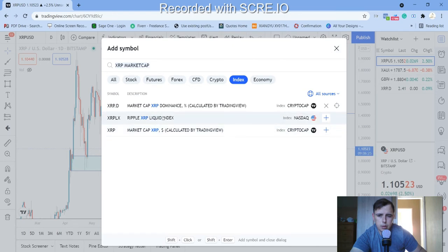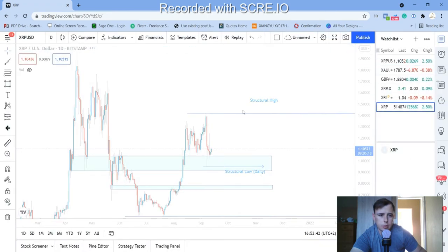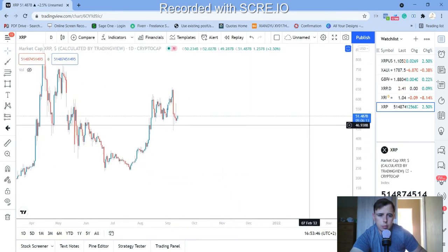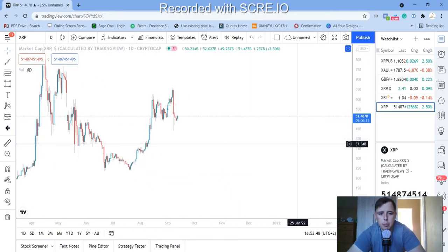Ripple liquidity index. That's a new one. Market cap. Okay, I'm just going to use all three now. I think this would be the right one, the right market cap. So at this stage, the market cap is sitting at 51 billion. Now, 51 billion is nothing.